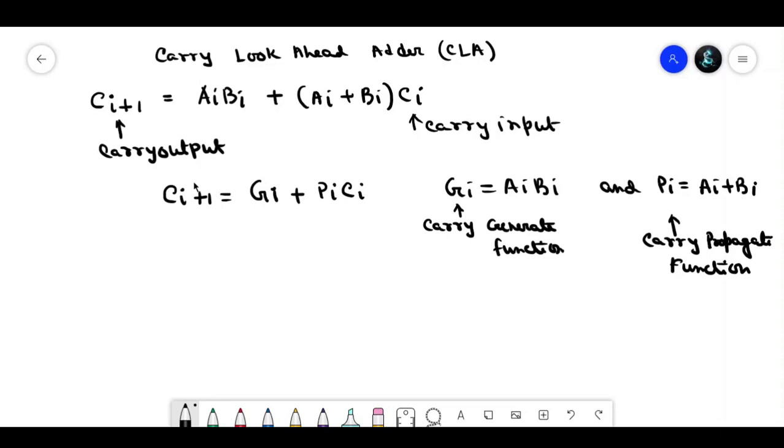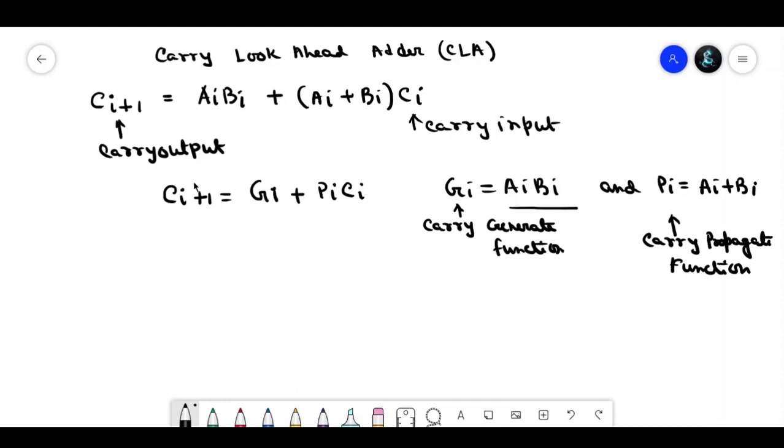So Gi is called the carry generate function because Ci plus 1 is generated when both Ai and Bi are 1. It is called Gi, carry generated. So when Ai and Bi both are 1, because this is the AND operation, then the input carry will be propagated to the next stage.